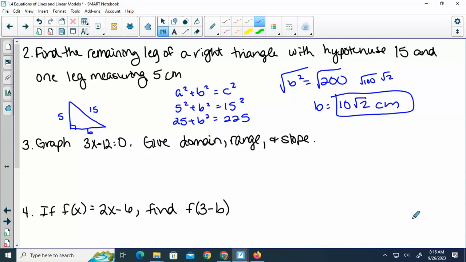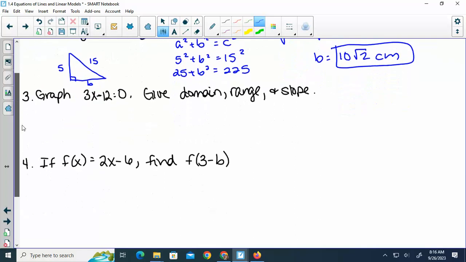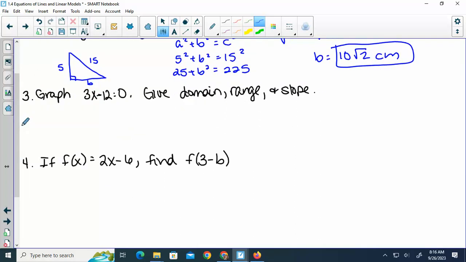Next one, I want you to graph 3x minus 12 equals 0. Careful though. So this is a line, but what do you notice about it? It's equal to something. Okay, is there a y in this? Let's solve for x, because normally our lines are y equals mx plus b, right? There's no y at all here. If I solve for my x, I could add over my 12, divide by 3, so x is 4. So what kind of line is this? It's a vertical line, x equals 4.